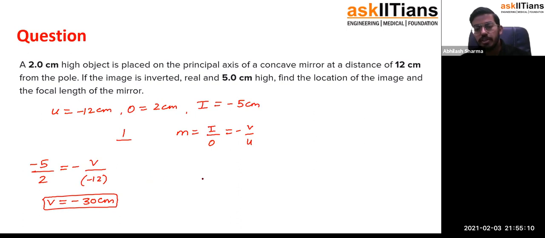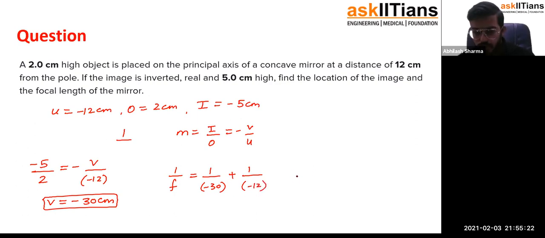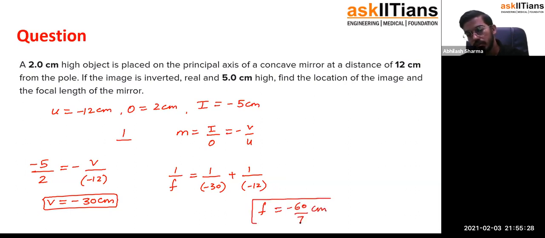For the next part, we will use simply the mirror formula. 1 by f is 1 by v plus 1 by u. u is negative 12. So what would this give you? f will be negative 60 by 7 centimeter. So you realize how using the mirror formula is so easy. You just have to keep one thing in mind, and that is sign conventions. They are very important.